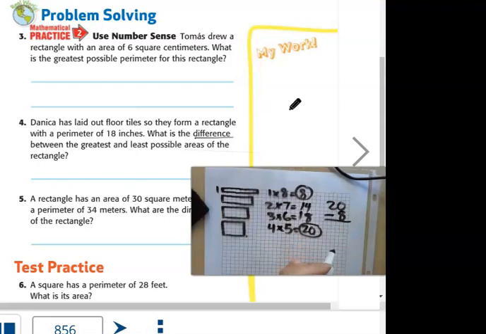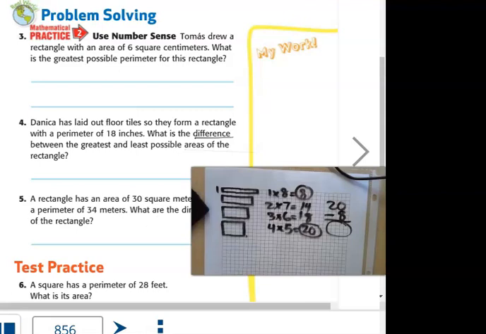Difference means subtract. So when I find that difference on this, which I'm not going to give you, you can do it. You're going to write that sentence answer here: The difference between the greatest and least possible areas is that number. So that's how you're going to do number 4. Let's move this and look at number 5.